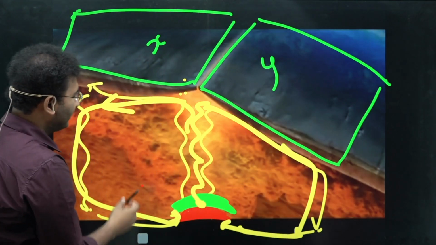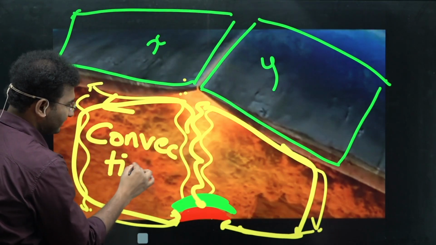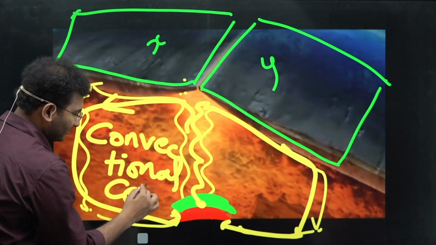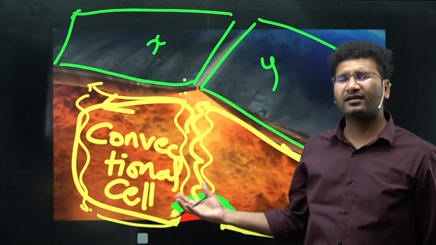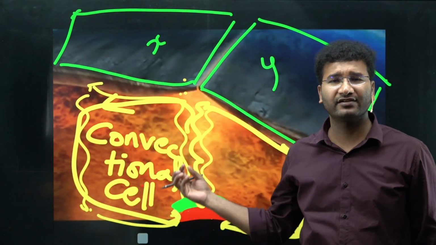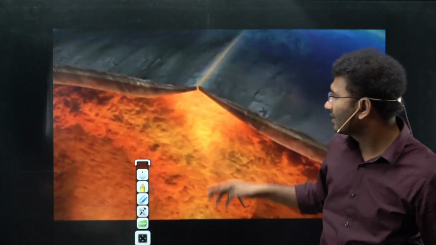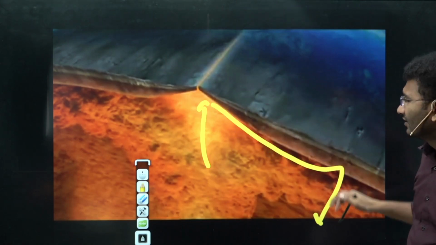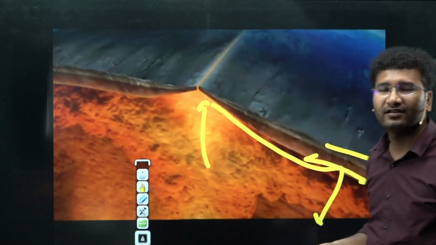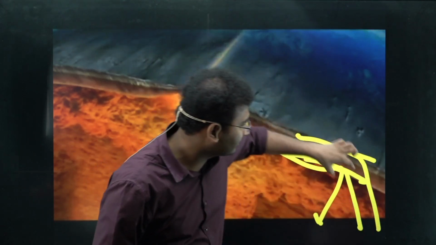Now this is called one convectional cell. This is called convectional cells. There are many such convectional cells within the interior of the earth. Because of these convectional cells, on one side it is rising, on the other side it is sinking. So the plate here will also sink; this particular plate will also sink.